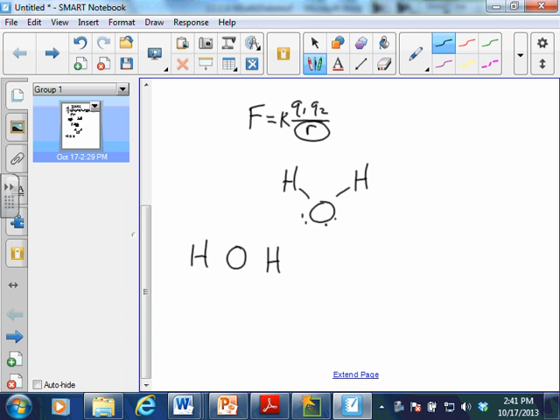And then we count up the total number of valence electrons that we have here. This hydrogen has 1 valence electron, this hydrogen has 1, and then the oxygen has 6. So that makes a total of 8 valence electrons that we have to work with. You have to put at least 2 in between each of the atoms to form the bonds in the first place. That leaves us with 4.